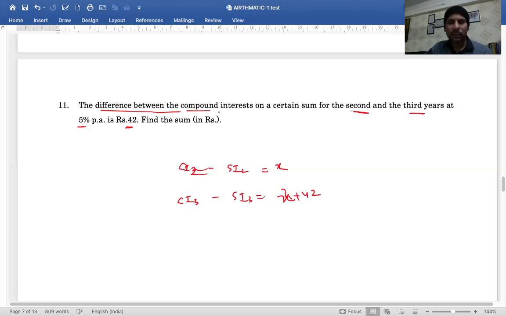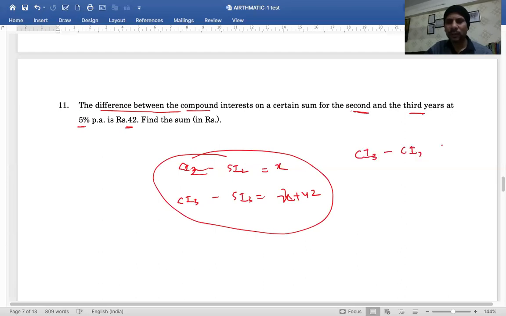The difference between compound, okay, sorry, I overdid it a little bit. Here it does not need it. So it is basically CI3 minus CI2 equals 42. As we have earlier solved, this 42 must be the interest of this CI2, because this is where the difference comes.